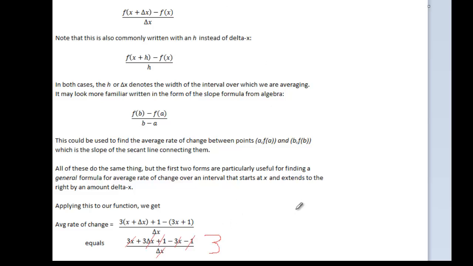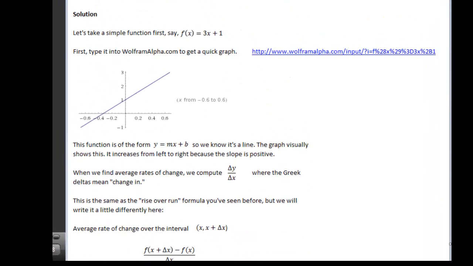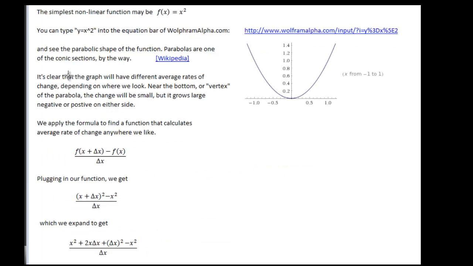3. So the average rate of change for this function over any interval that we might pick is just 3. We should have expected that because the original function was f of x equals 3x plus 1, which is a line with slope 3. The line always has a rate of change of 3 no matter where we are.